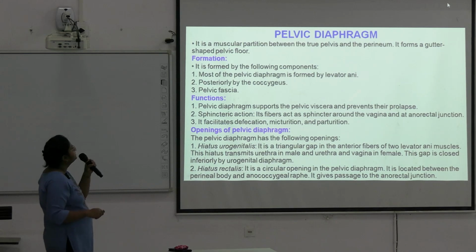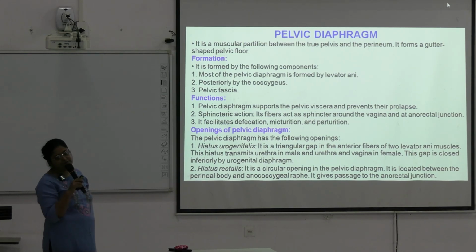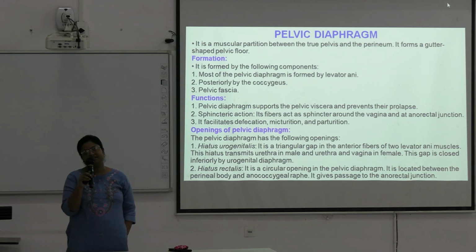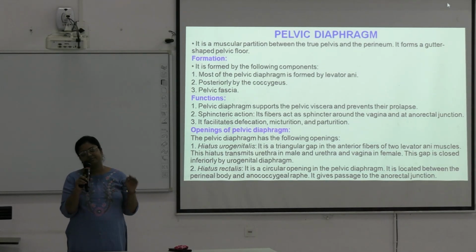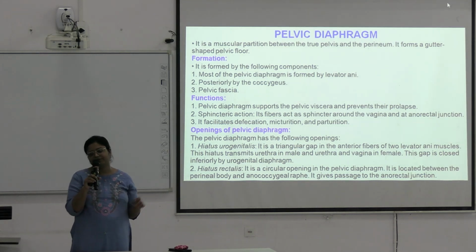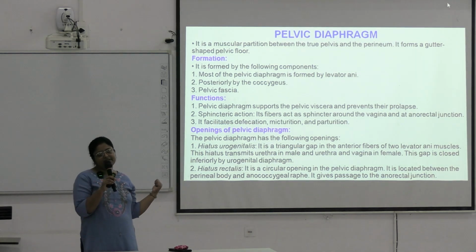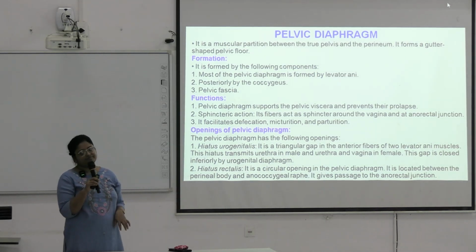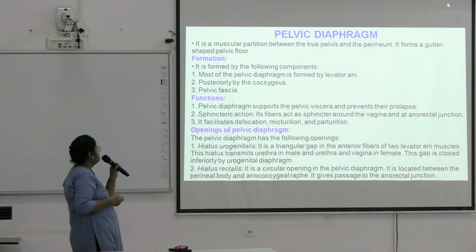Pelvic diaphragm. Pelvic diaphragm is important, short note. This is also asked in your viva: how many diaphragms are present in our body? Three main diaphragms are present. The diaphragm separating the thoracic cavity from the abdominal cavity, the oral diaphragm lying in the floor of the mouth, and this is another diaphragm, the pelvic diaphragm, lying in the perineal region, supporting the pelvic viscera.